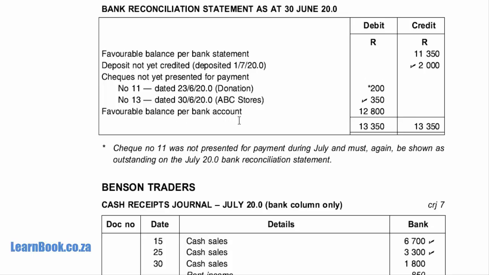The favorable bank balance per the bank account is 12,800. This is actually reflected in the bank ledger account. So this means that 12,800 is on the debit side, meaning that it is a positive figure on the debit side. And as we know, a bank account is treated as an asset in the ledger accounts. So that is why this debit is a positive balance.